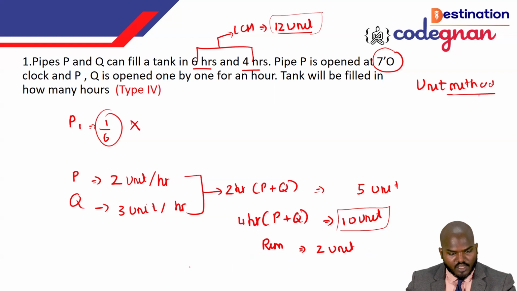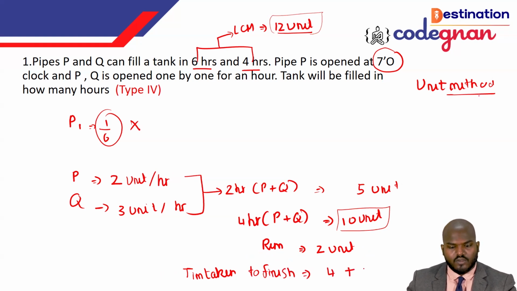The time taken to finish, so that is the thing we have to say, that is 4 hours. Okay, 4 hours plus 1. It is saying that 1 hour, right? So if you say this one, that is 4 hours. It is a 4 hour work and it is a 1 hour work. If you combine that, we can say that within 5 hours we can finish this.